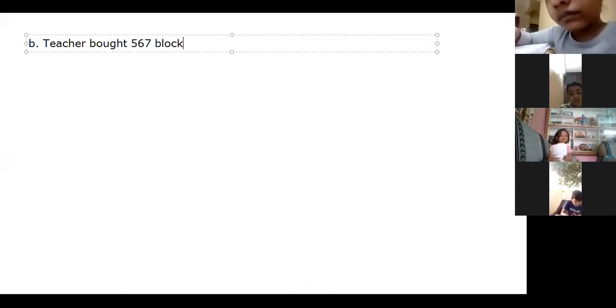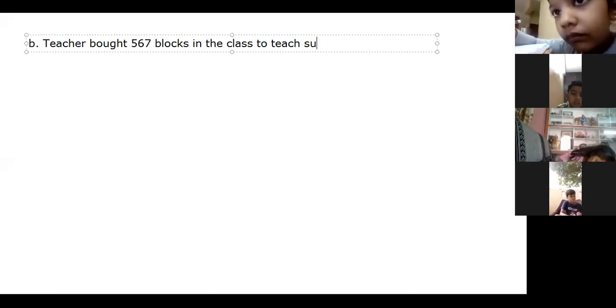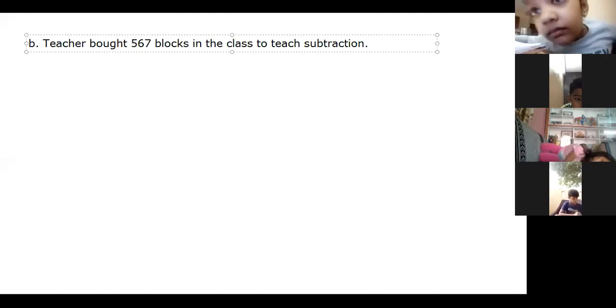Yes, children, now start writing your second word problem. Your second word problem is: Teacher bought 567 blocks in the class to teach subtraction.